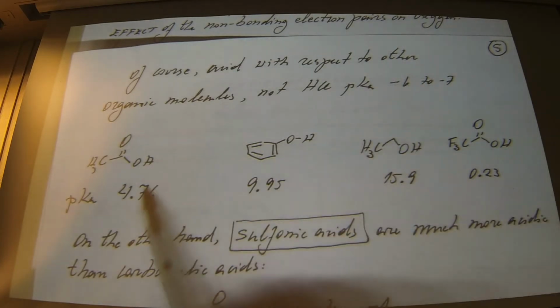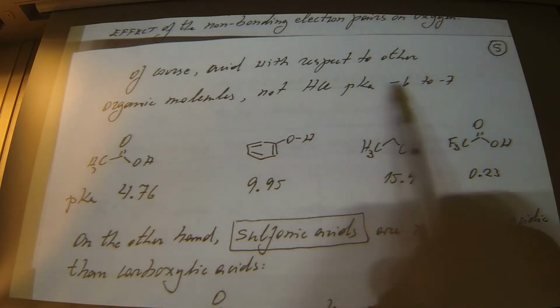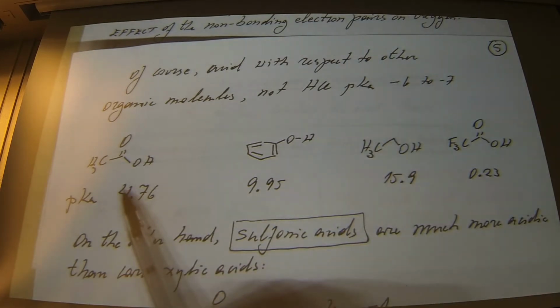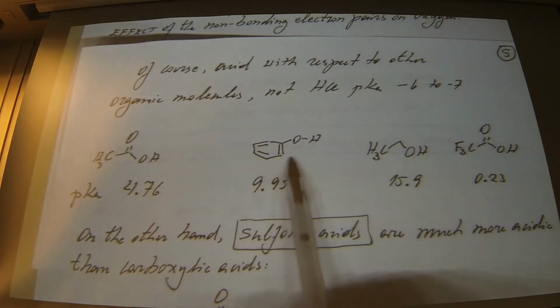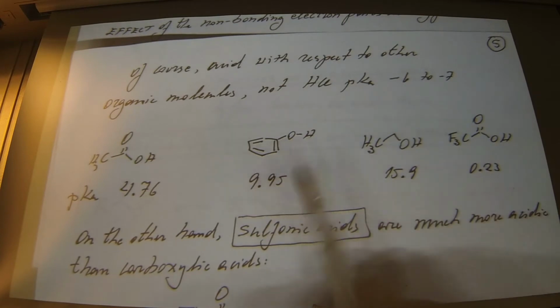And so this is a huge, huge difference. So compared to HCl, this really isn't an acid at all. We said that phenols are acidic. Well, phenols are even less acidic.